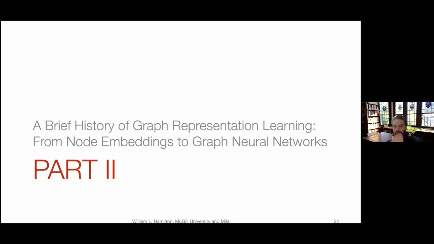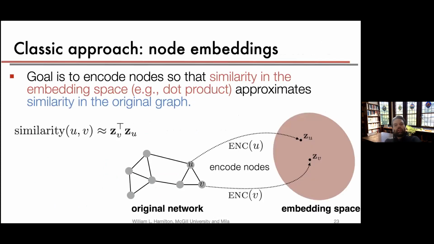Okay, so that's a little bit about graph representation learning, why it's interesting and why it's hard. I'm now going to talk quite briefly about the core methods in graph representation learning that have got us to today. The classic approach that people worked on when they were trying to do representation learning on graphs is what I'll call the node embedding approach. Here, the goal is essentially to encode nodes, typically just using an embedding lookup function. So we just have an embedding matrix where every node has its own row in that embedding matrix. We're trying to optimize that embedding matrix so that the embedding space reflects some notion of similarity in the original graph.